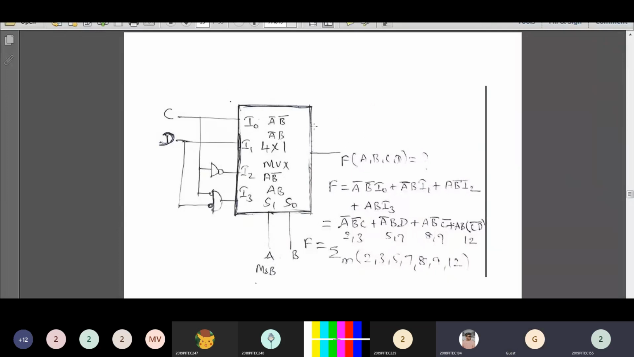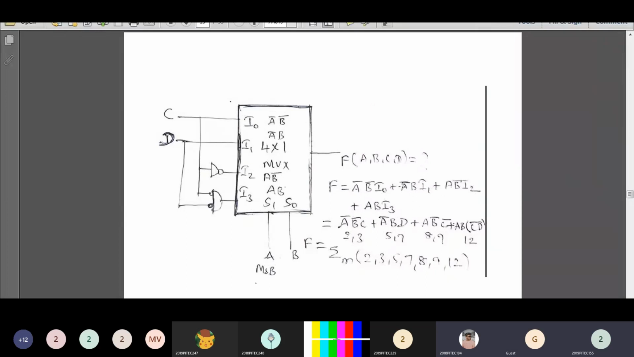Now we are going to write the final expression for this 4 cross 1 mux. F is equal to A bar B bar, that should be multiplied with your I naught. First write it as I naught, then we can substitute the value. A bar B bar into I naught plus, next one is A bar B, that should be multiplied with I1. So it is written as A bar B I1 plus, next one, A B bar, that should be multiplied with I2. A B bar I2 plus A B into I3.